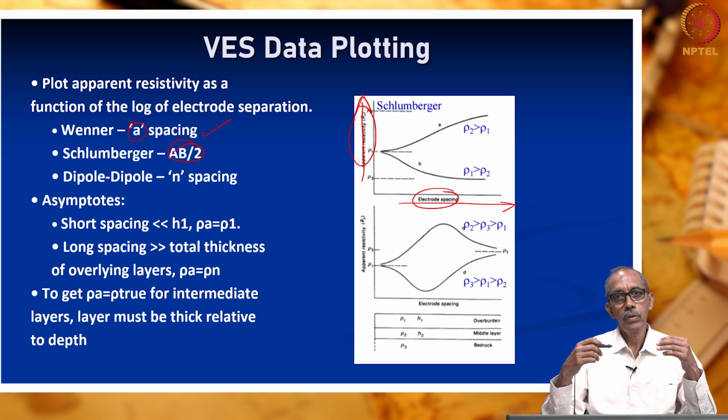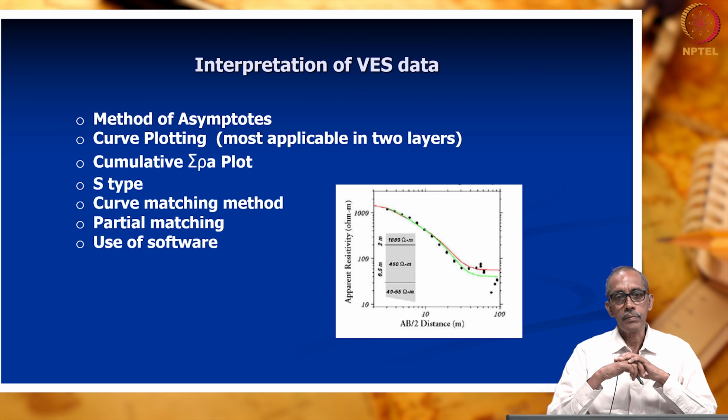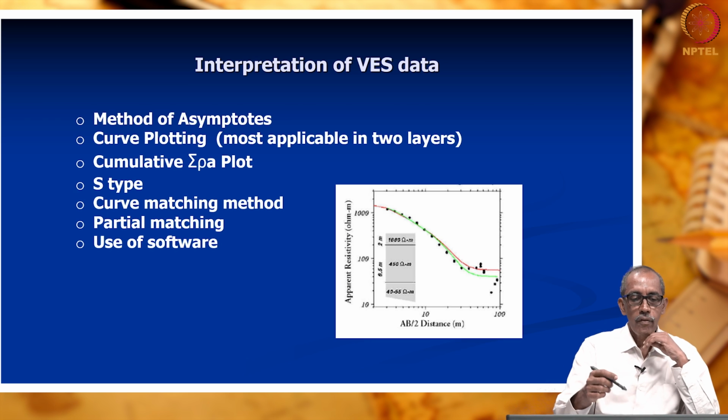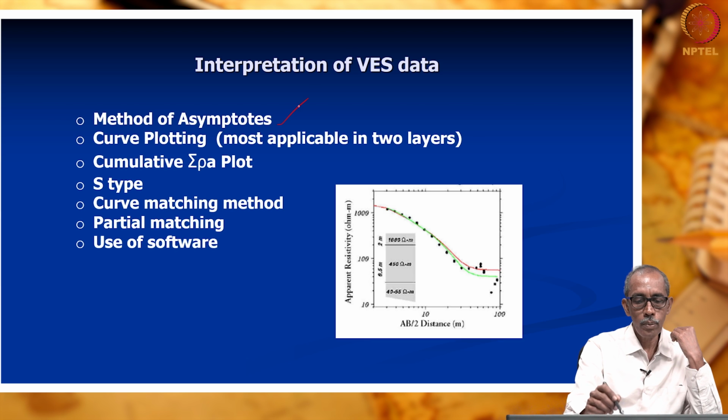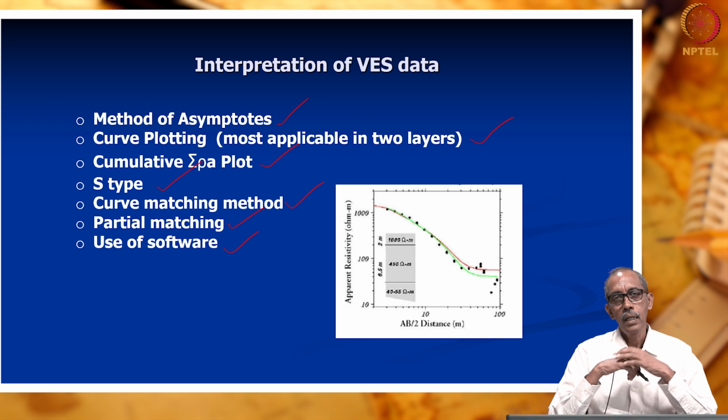So, today we will continue with the same. How can we interpret the data which we acquire by electrical sounding methods, which is nothing but vertical electrical sounding methods? What are all the different methods of interpretation? These are some of the methods of interpretation. First is method of asymptotes, curve plotting, cumulative curve plotting, S-type method, curve matching method, partial matching method, use of software. These are all the methods which we are going to see.